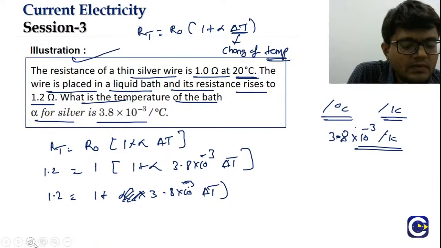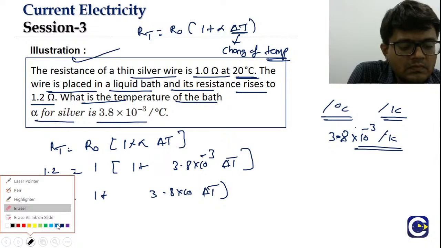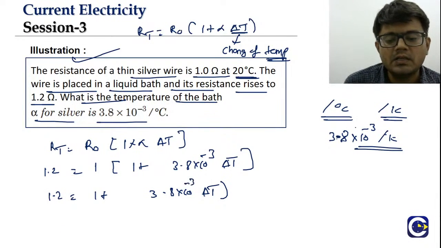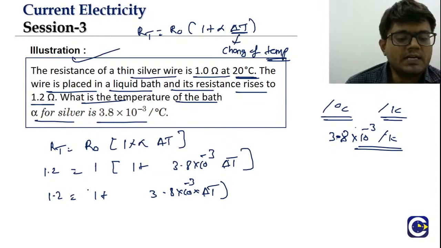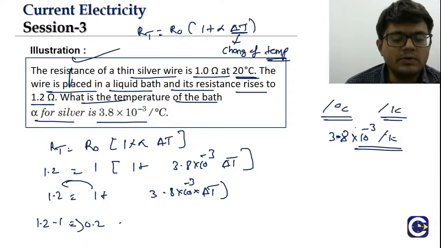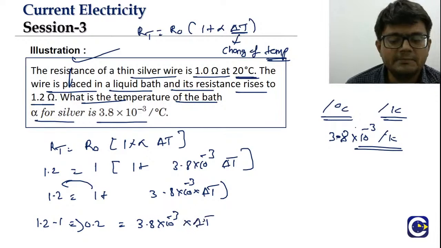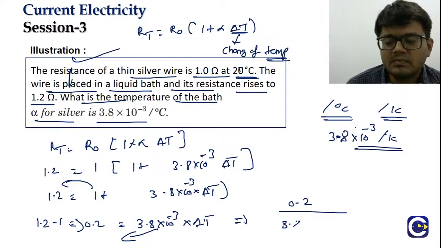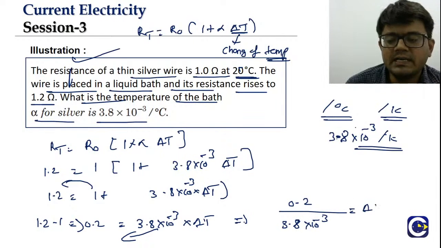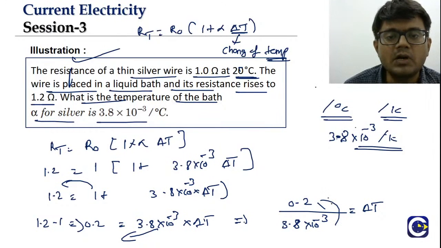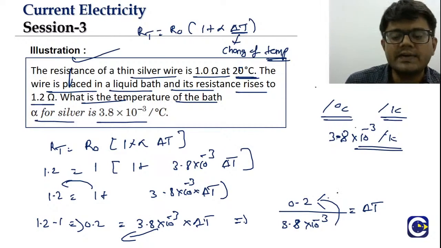Okay, so 1.2 is equal to 1 plus 3.8 into 10 power minus 3 into delta T. Now if we take that 1 to the left side, it will be 1.2 minus 1, which is 0.2. So 0.2 is equal to 3.8 into 10 power minus 3 into delta T. Going to the other side, we will have 0.2 divided by 3.8 into 10 power minus 3, and that is the value of delta T. Taking the 10 power minus 3 to the numerator, it becomes 10 power 3. So 0.2 into 10 power 3 is 200. So 200 divided by 3.8.